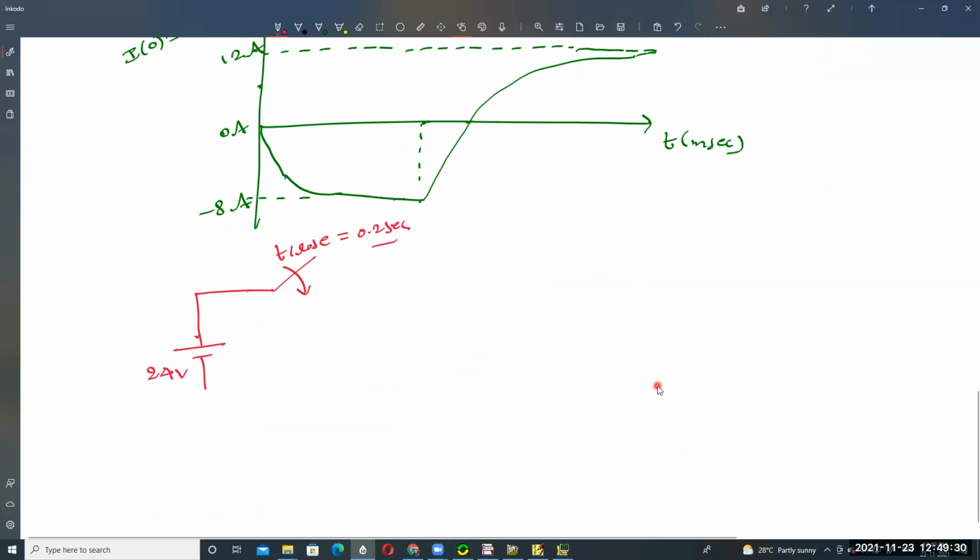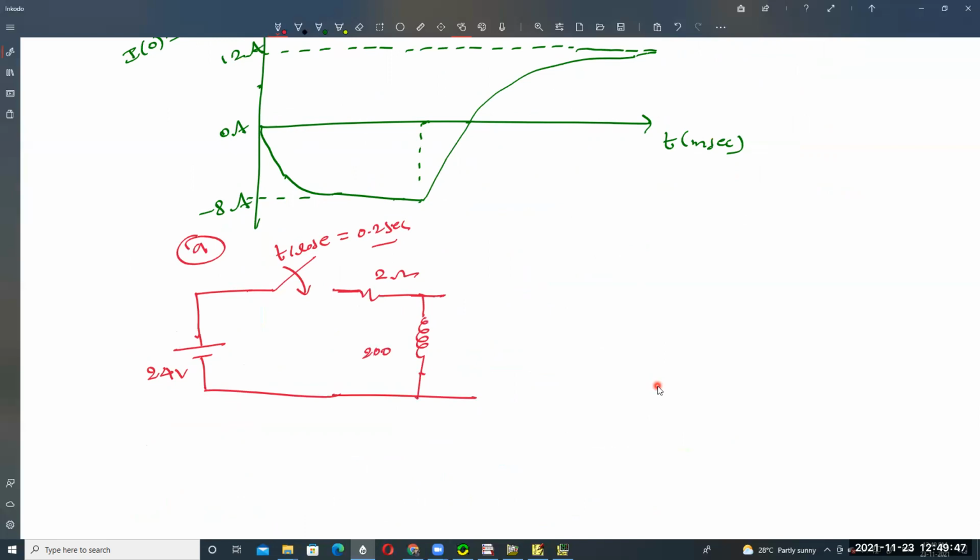Then before switching action, the switch is in position A. This is called position A, and this is a 2 ohm resistor. And then this inductor is connected, 200 milliampere, and this is position B. At t equal to 0.2 seconds, this switch is closed.